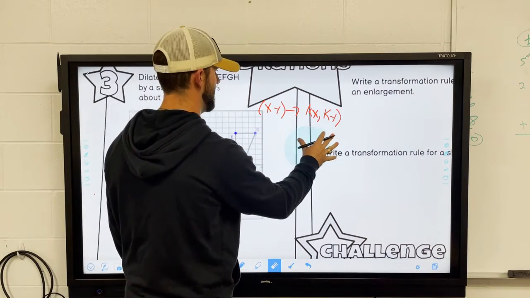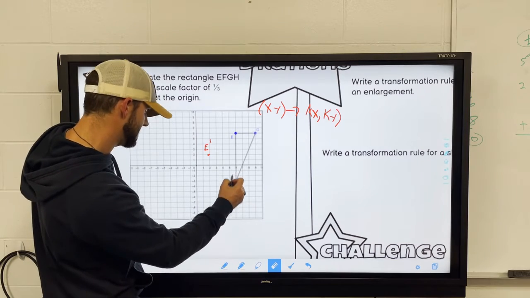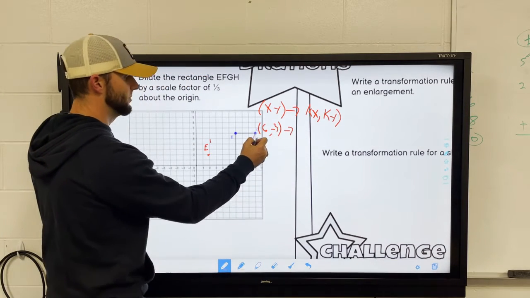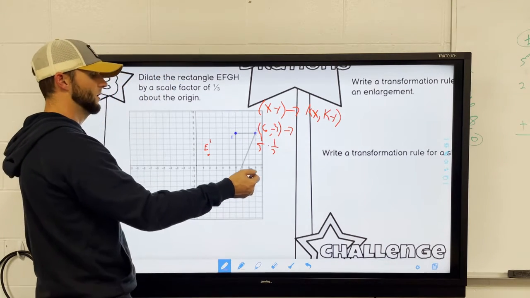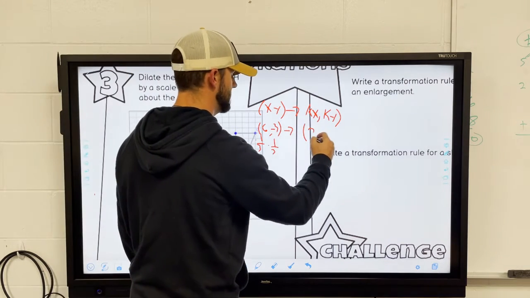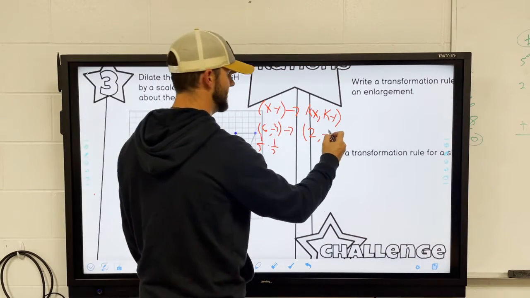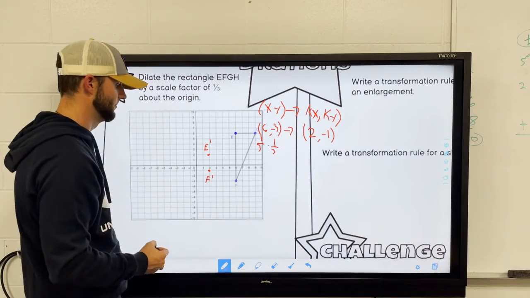So let's go ahead and do F. Looking at F, which is down here, it looks like it's going to be (6, -3), and I'm going to multiply each one of those by a scale factor of 1/3. 6 times 1/3, or 6 divided by 3, is going to give me 2. -3 times 1/3, or -3 divided by 3, is going to be -1. So I'm going to go over 2 and down 1, so this is going to be F prime, okay?